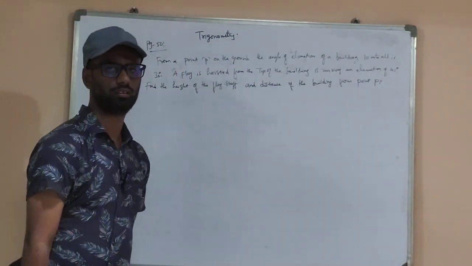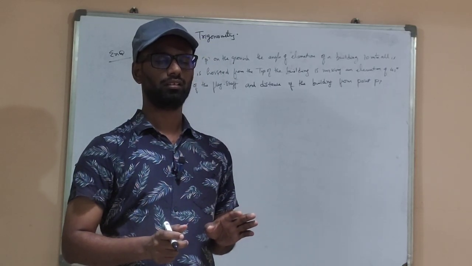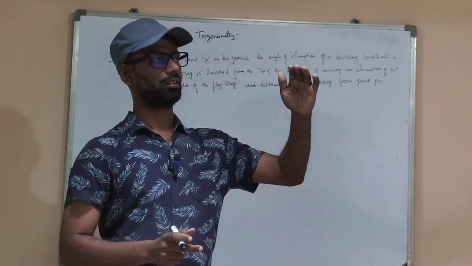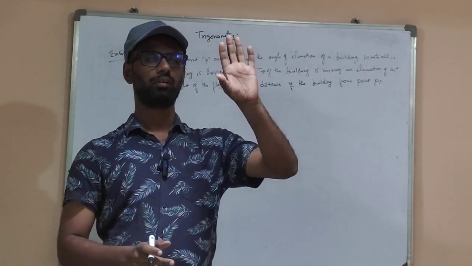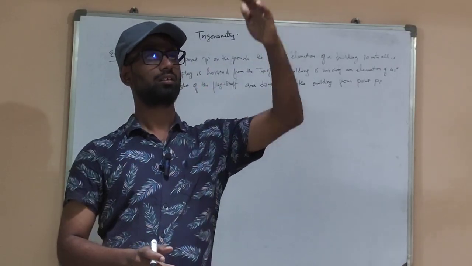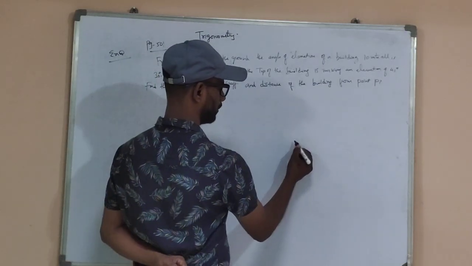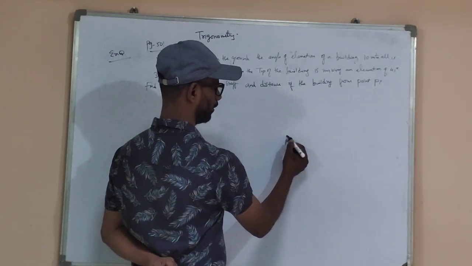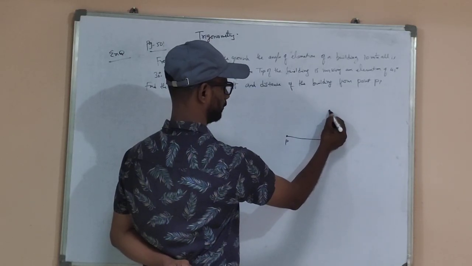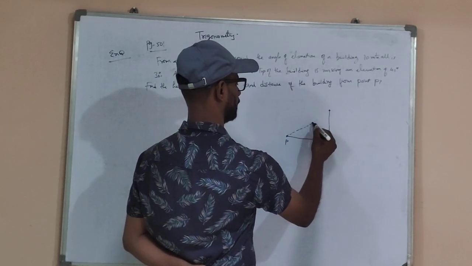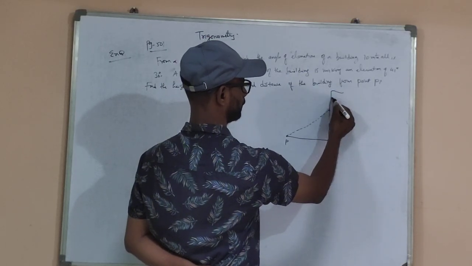So, what is the question? A person is standing at some point P, observing a building at a certain distance. He observes the top of the building at some angle of elevation, and again he observes the flagstaff, which is at the top of the building. The building has some height, and from the top of the building a flag is kept like this.